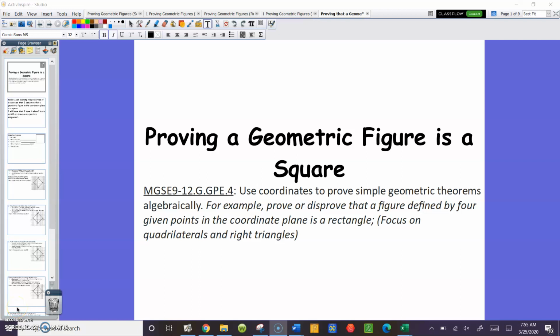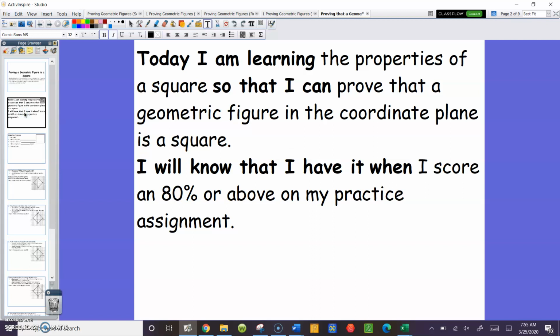Proving a geometric figure is a square. Today I am learning the properties of a square so that I can prove that a geometric figure in the coordinate plane is a square. I will know that I have it when I score an 80% or above on my practice assignment.